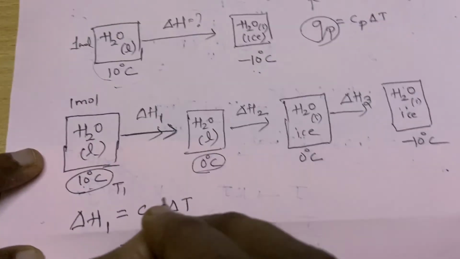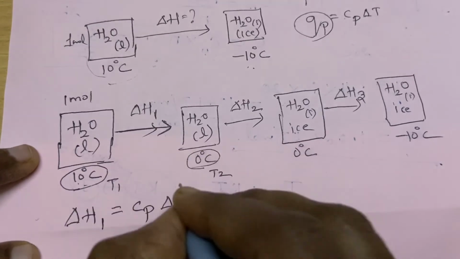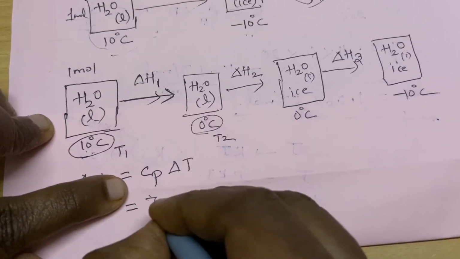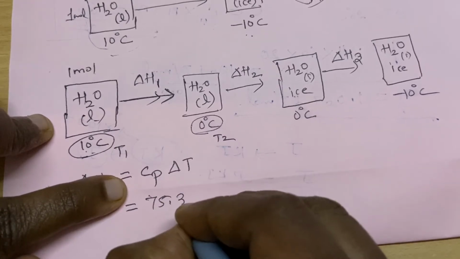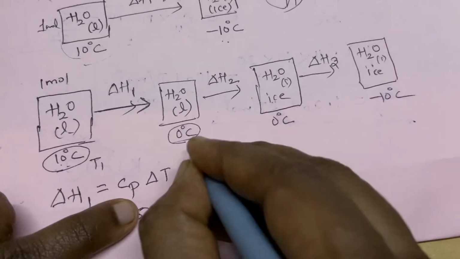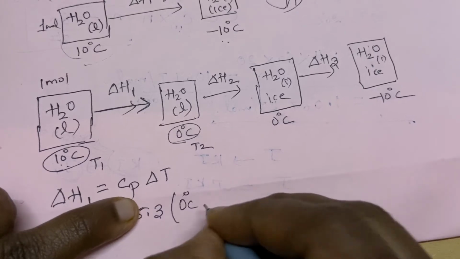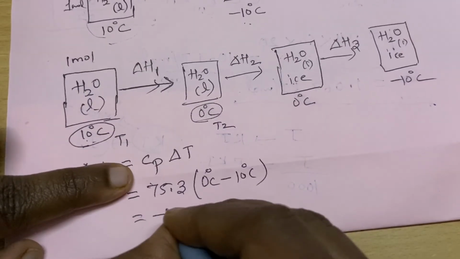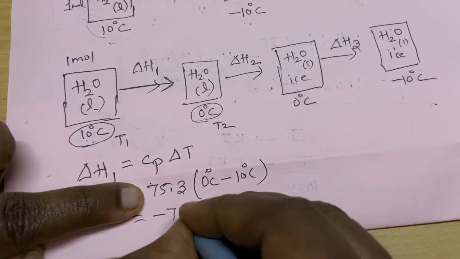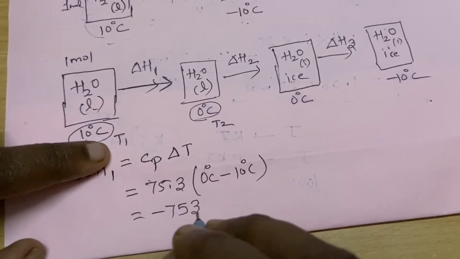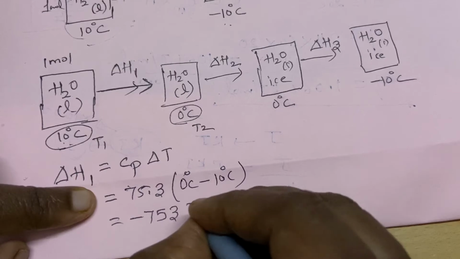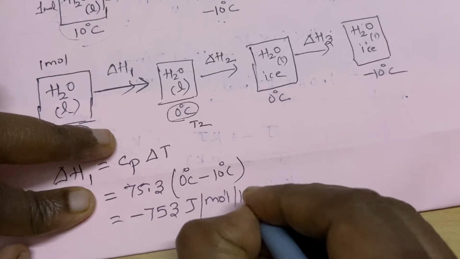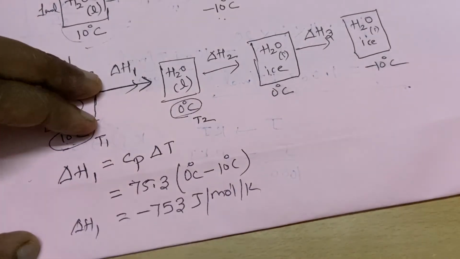So the temperature changes from 10 degrees Celsius to 0 degrees Celsius. So this is your T1 and this is your T2, isn't it? Your del T is T2 minus T1. So your Cp is 75.3 into what is T2? T2 is 0 degrees Celsius minus 10 degrees Celsius. So your answer is minus 753 joules per mole per Kelvin. So you have found out del H1.